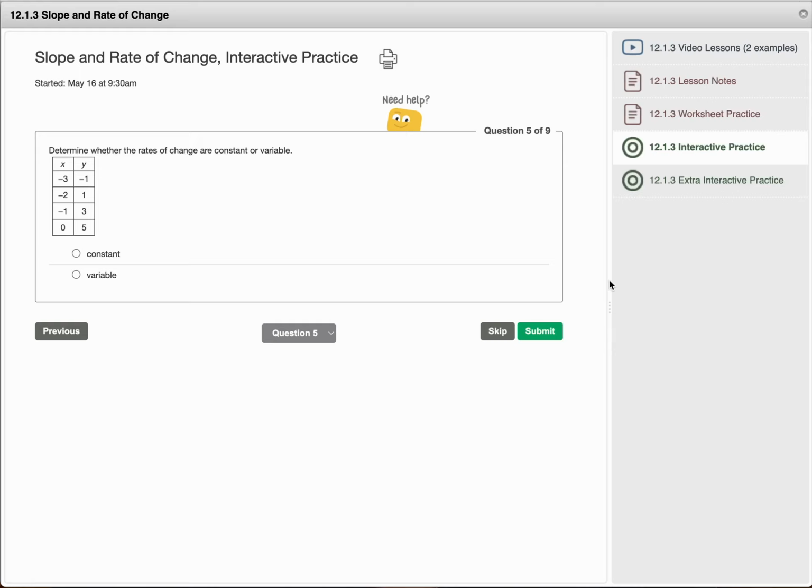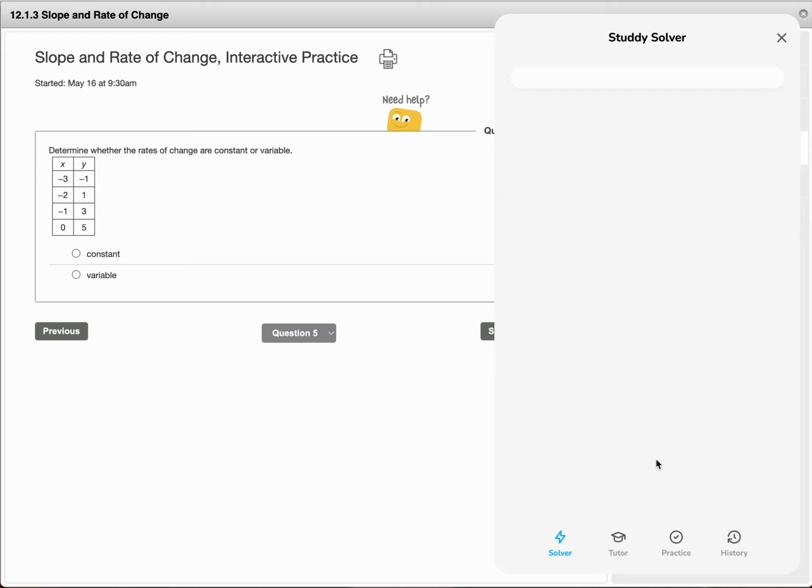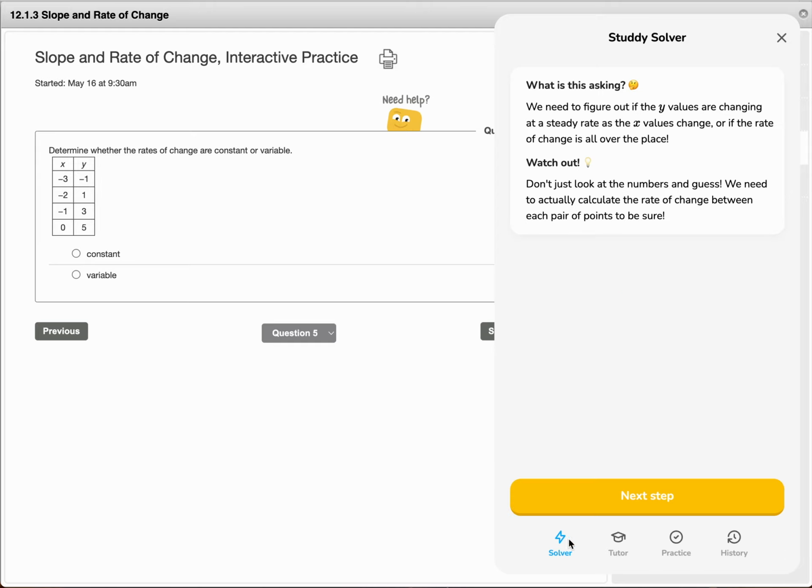Come along with me. So if a student needs help, all they have to do is click on their little Study Buddy. Need help. They have a few options. They can do a solver, a tutor, or even get some extra practice.